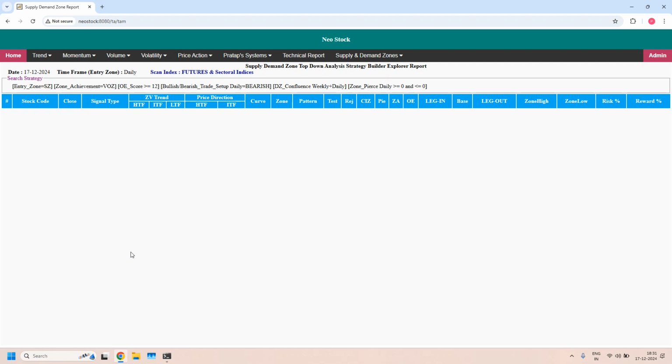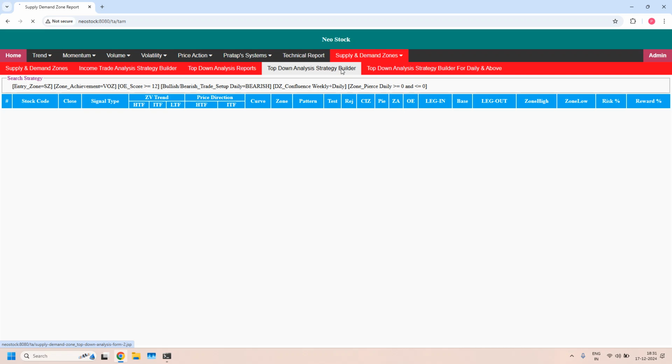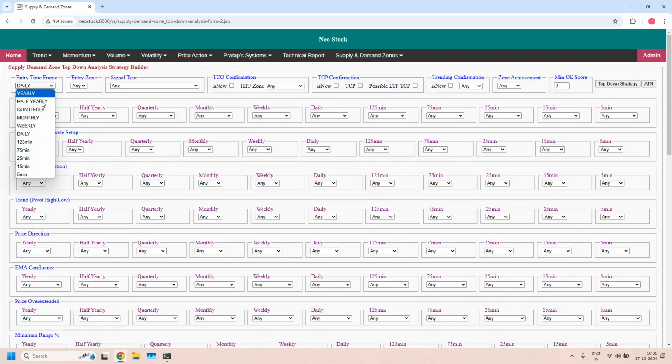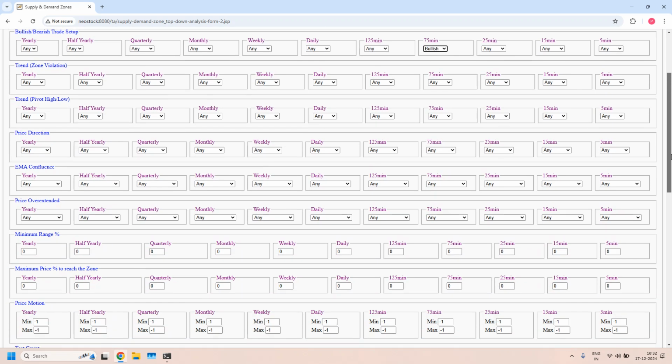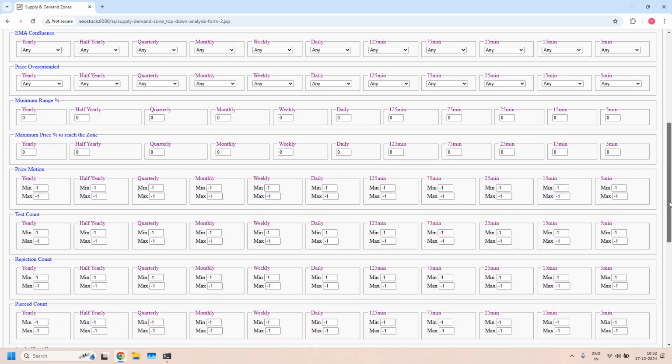Okay. This is about bearish trade setup for monthly income trade. Next, bullish trade setup for weekly income trade. Entry time frame 75 minutes. For bullish trade setup, entry zone, demand zone. In bullish or bearish trade setup parameter at 75 minutes, I am selecting bullish. These 75 minutes demand zone should not be pierced. So in the pierced count at 75 minutes time frame, I am setting minimum value 0, maximum value 0.